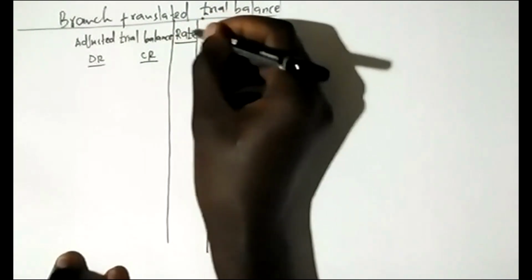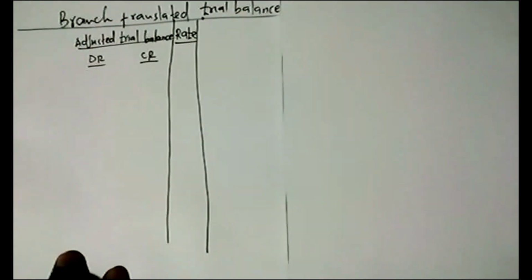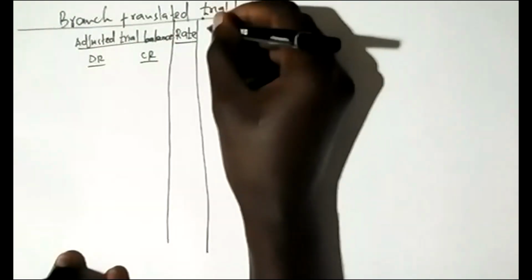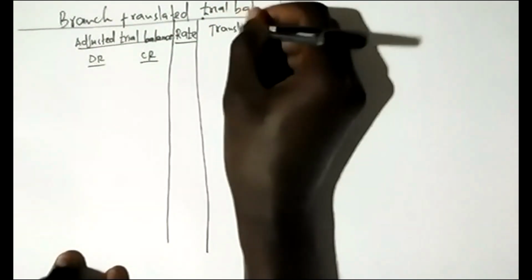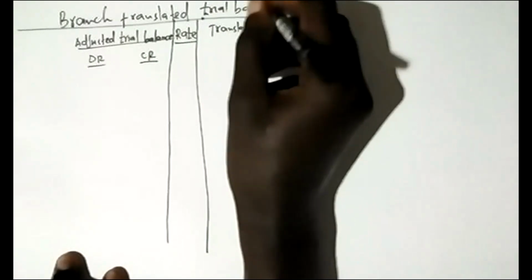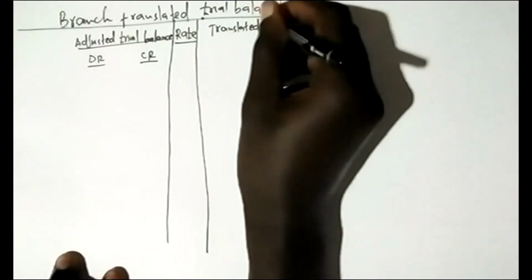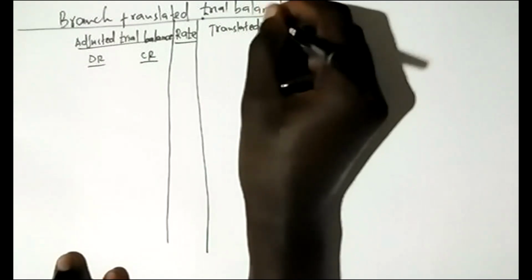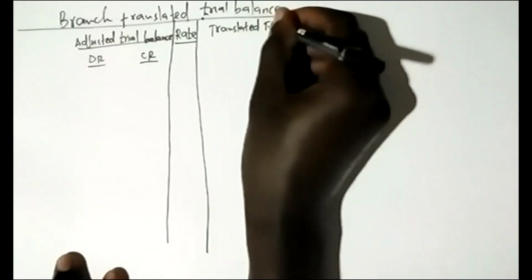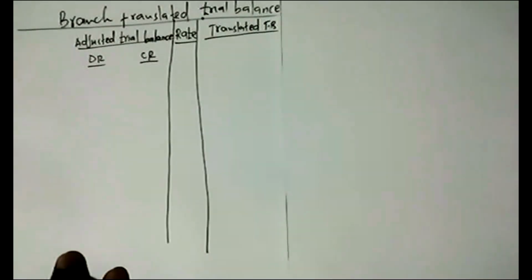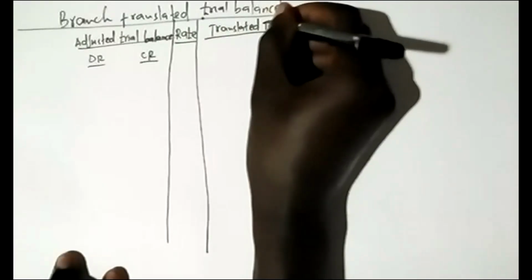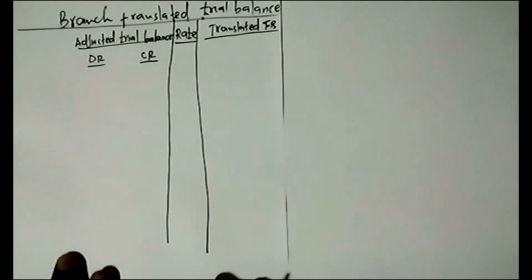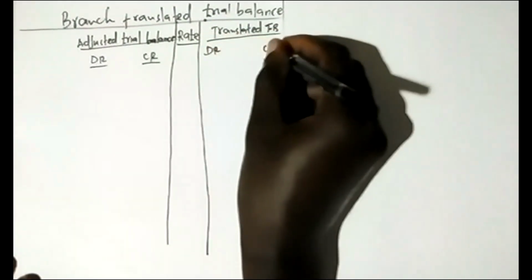So I will mention there the rate to be used to translate. Then after that we can have the translated trial balance. So I will write in short, translated TB. TB stands for trial balance. So debit and credit.